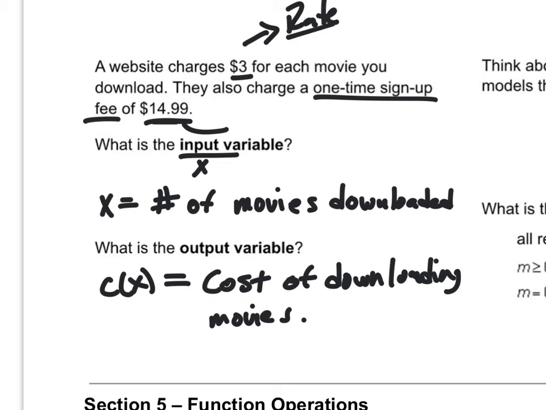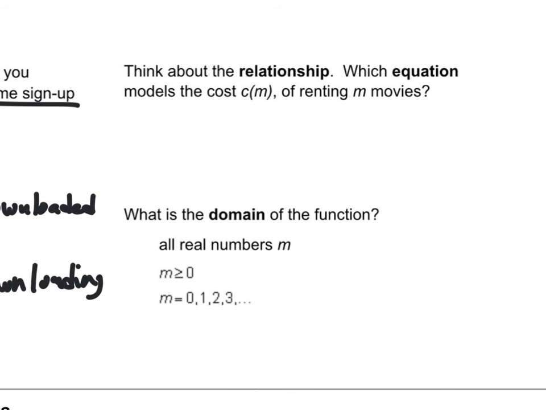One-time sign-up fee. Okay? So think about the relationship. Your cost depends on the $14.99 that you spend to sign up for the service, plus $3 for every movie that you download. C of X, or whatever, and get rid of the M. We'll call this X. 3X plus $14.99.